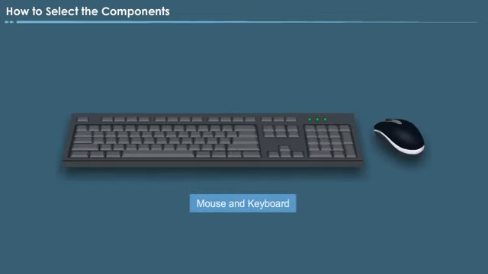Step 6. Select mouse and keyboard. The mouse and keyboard are also essential parts of assembling a desktop. It comes in different connectors like USB and PS2. It is also available in wired and wireless models.